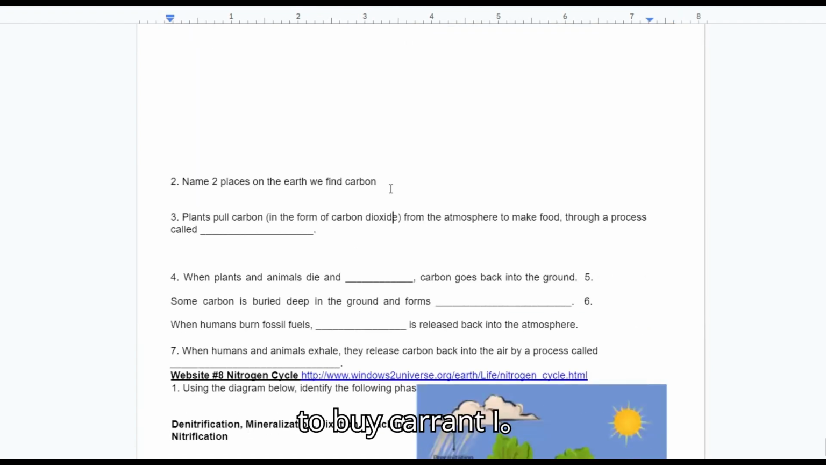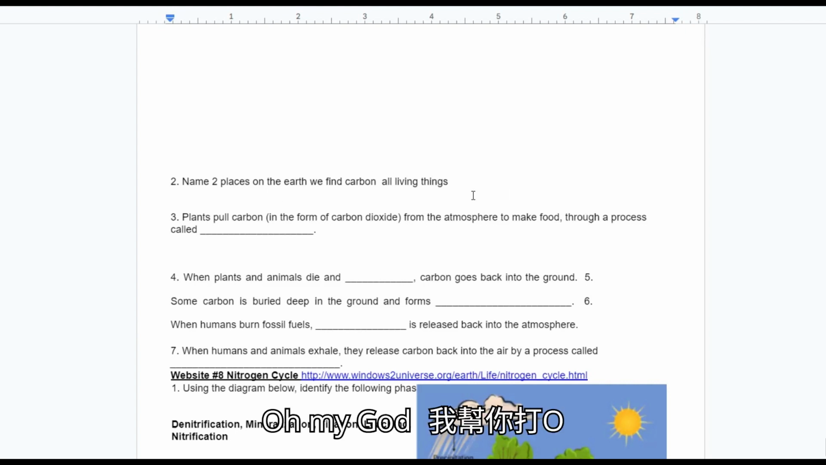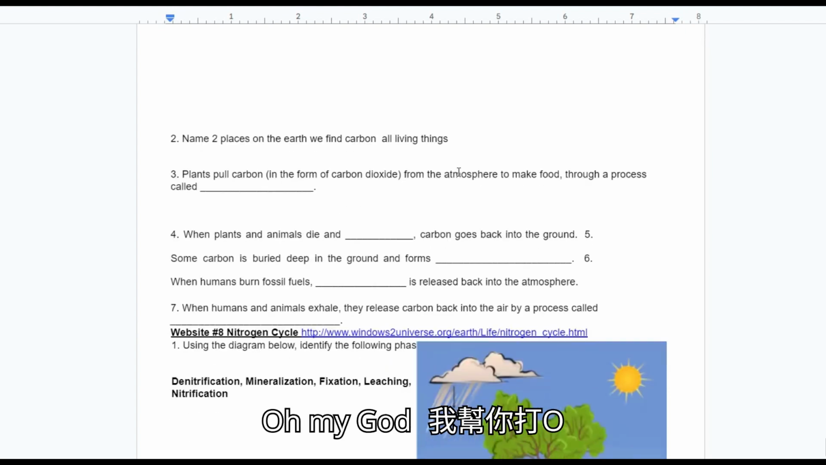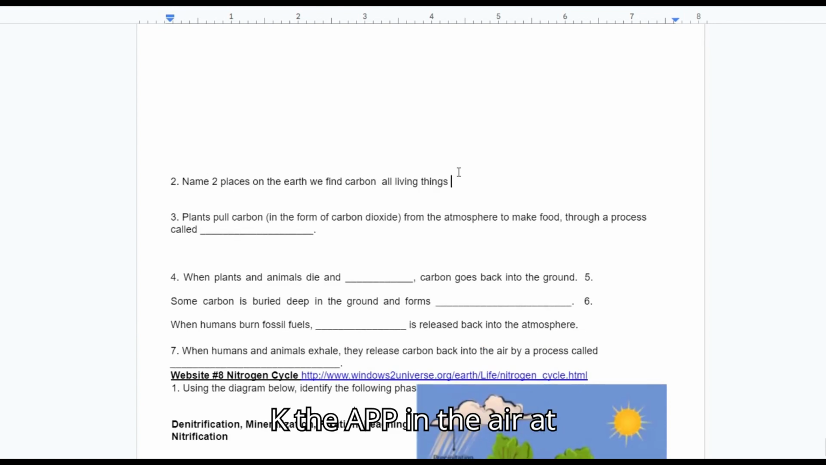Name 2 places on Earth we find carbon. How about all living things? So you name 2 of them. On Earth, well, it's all living things, and where else? Okay, the atmosphere, in the air.